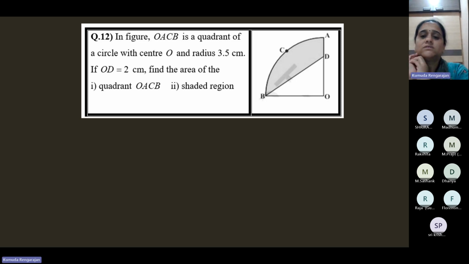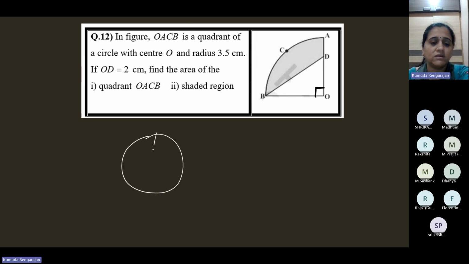In this figure, OACB is a quadrant of a circle. Quadrant meaning the sector angle is 90 degrees. Quadrant is a quarter of a circle. This one is a quadrant.